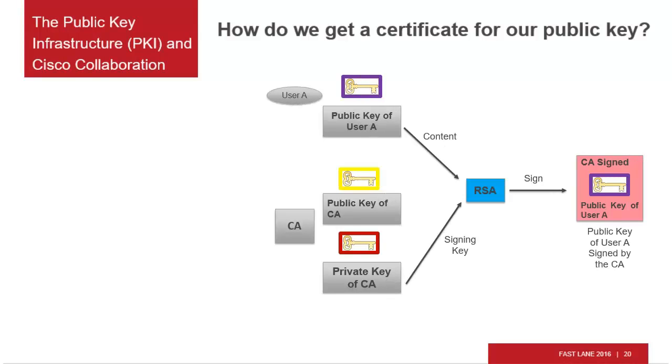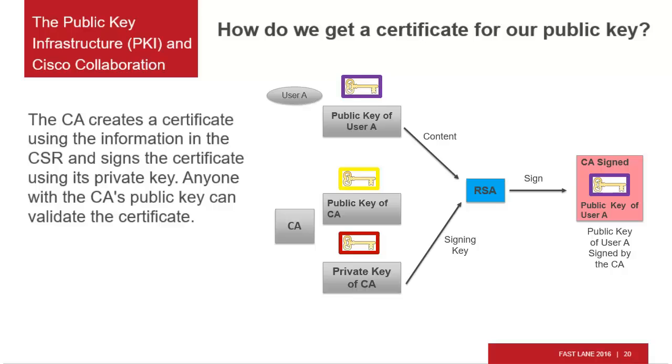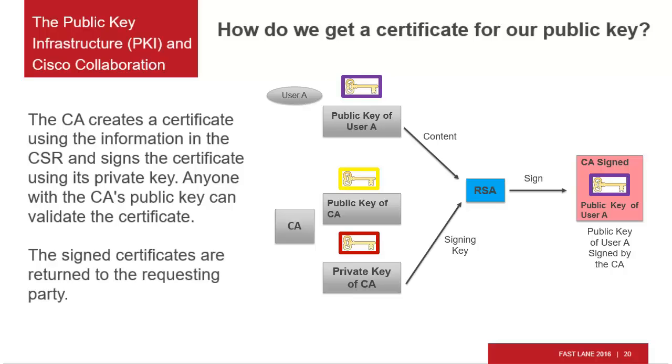After we submit the CSR, the CA creates a certificate using the information in the CSR and signs the certificate using its private key. Anyone with the CA's public key can validate the certificate. Anyone who needs to use our certificate needs the corresponding CA certificate. The signed certificates are returned to the requesting party.